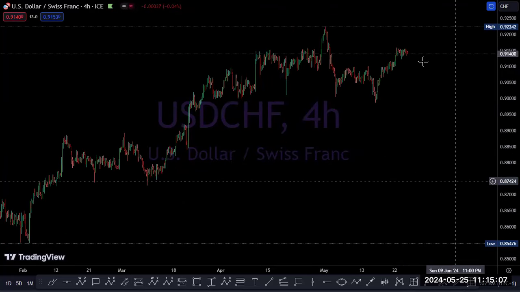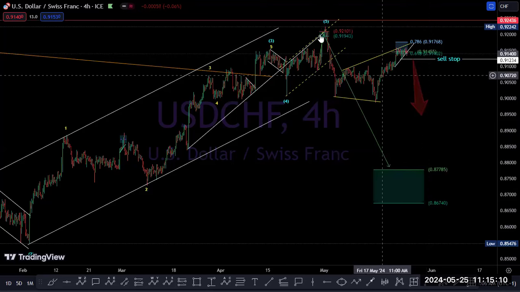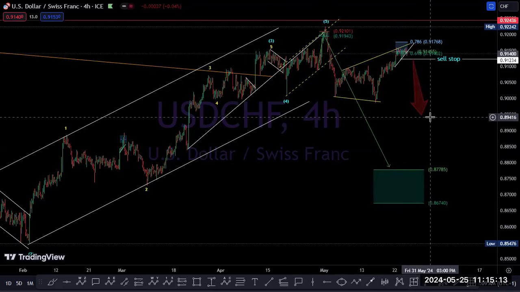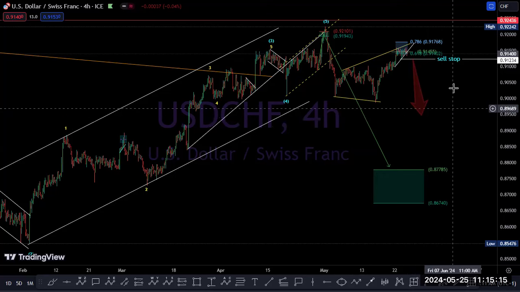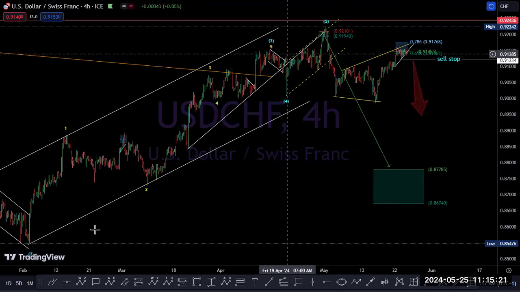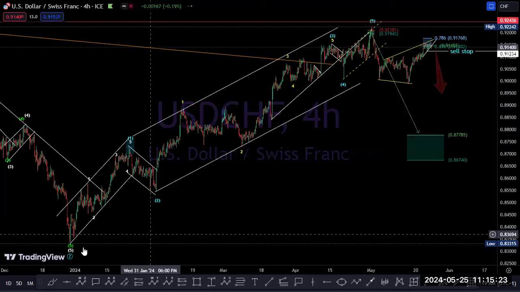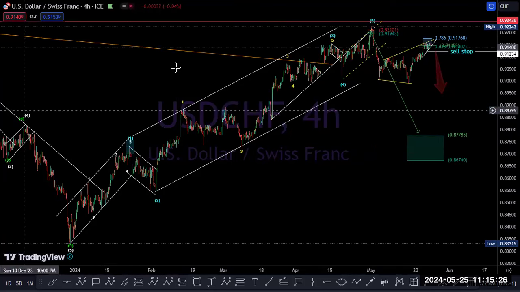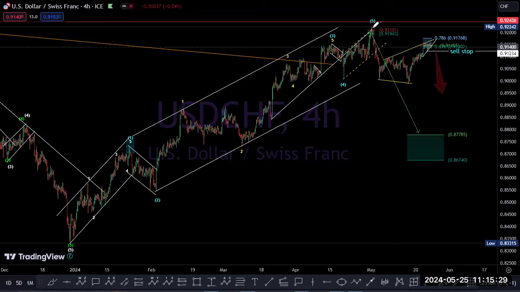USD chef. I expected it to drop like USD can, but it seems it's not going to drop. Meanwhile, I don't want to sell because, from everything I have done, between this place and this place, I don't think this is the only correction. It needs to go up again. But if it keeps going up again, it will still give us a big correction. So I'm not buying until I see that big correction happen. This cannot be the only correction for all this move.